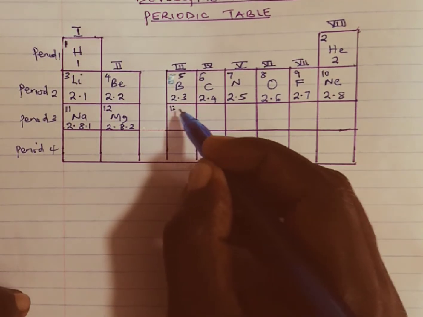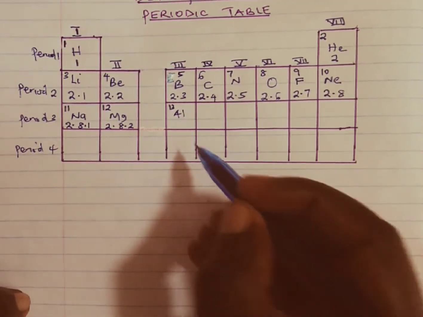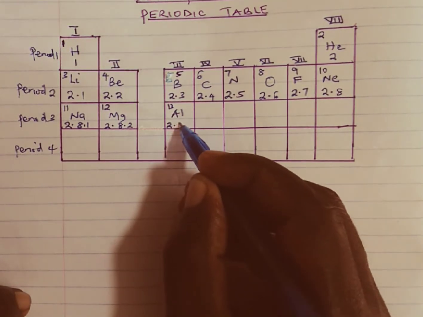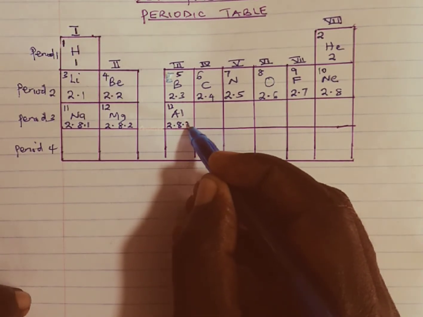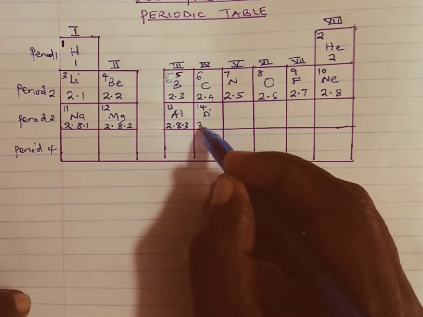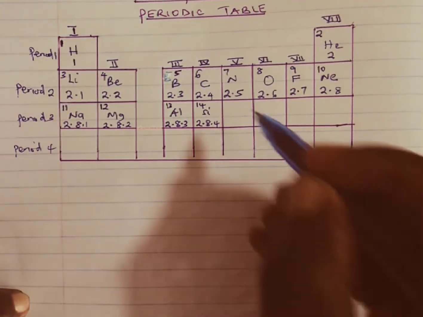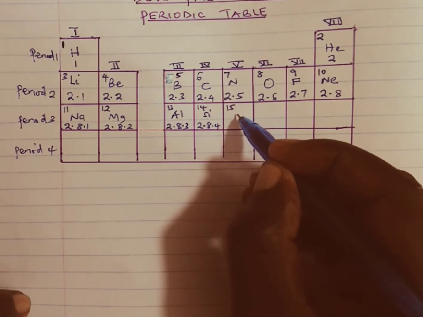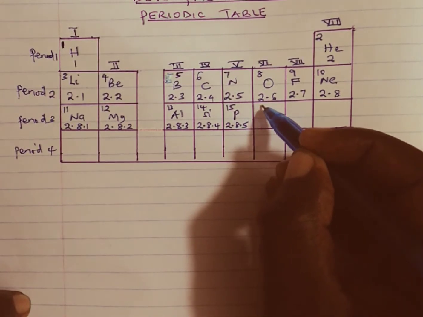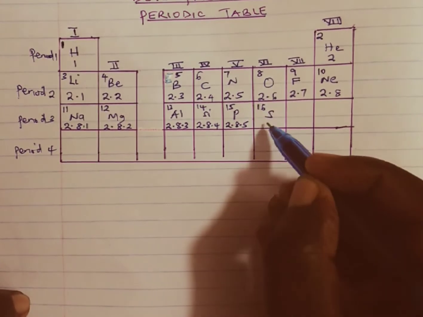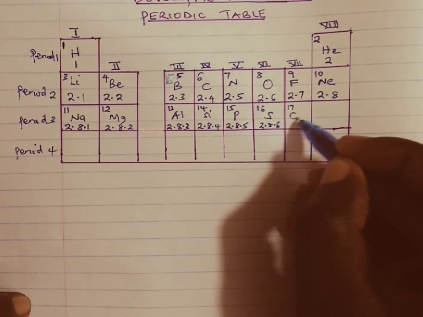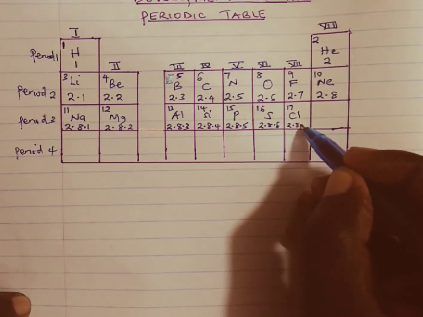Then we have number 13, which is aluminium. Aluminium, being number 13, has 13 electrons with an electron arrangement or electron configuration of 2, 8, 3. Number 14 is silicon with 2, 8, 4. Number 15 is phosphorus with 2, 8, 5. We have number 16, which is sulfur with 2, 8, 6. We have number 17, which is chlorine with 2, 8, 7.